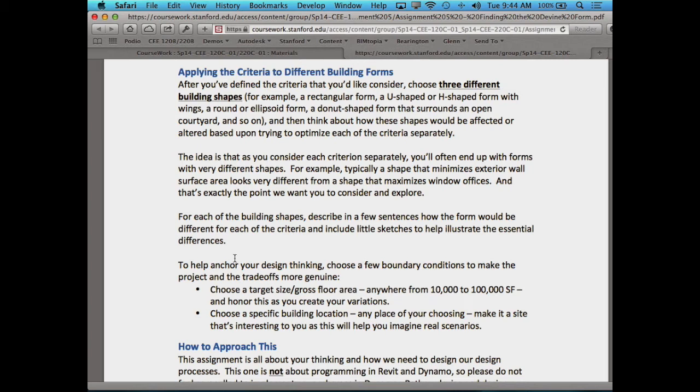But for the assignment, all we really want to do is say that for these different shapes, if you were optimizing the building for that shape, what would it look like? So my atrium building optimized for daylighting looks like this. What would my atrium building look like if, instead of optimizing daylighting, I was optimizing surface area or something like that? Or what else could we do?